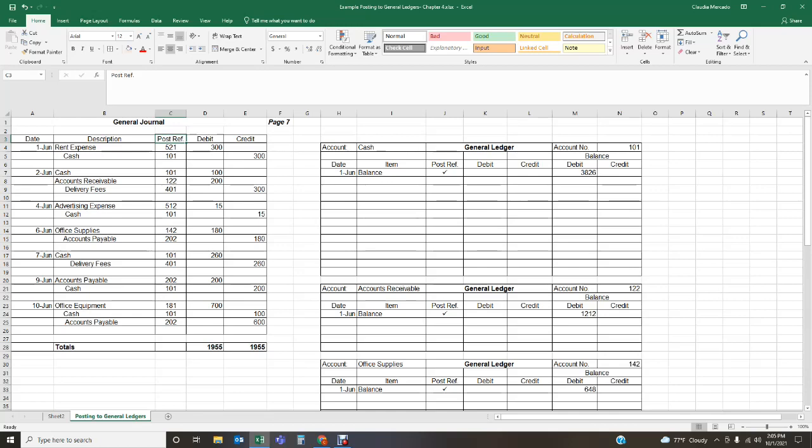And I'm going to post that over here to your general ledger, okay? So I'm going to go ahead and locate it. The first one I have is right here, okay? And I'm going to highlight them, that way I make sure that I've used all of my accounts, okay?